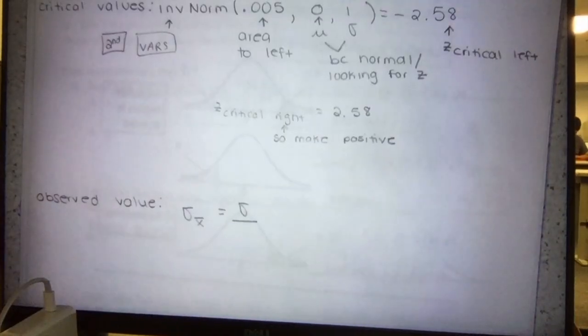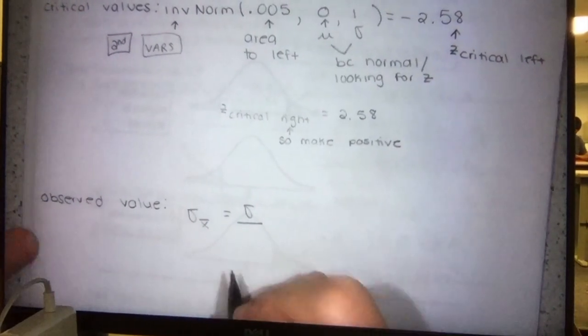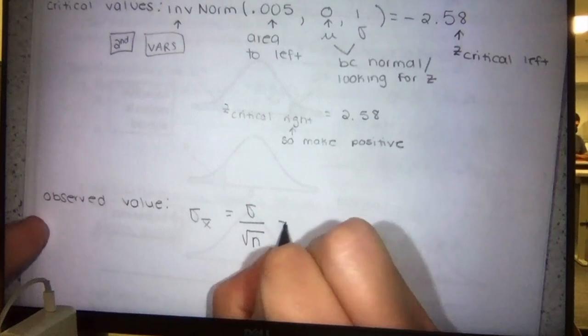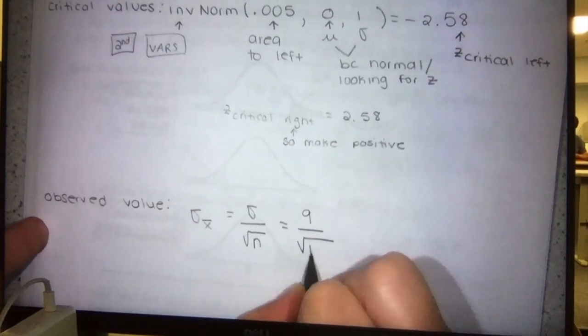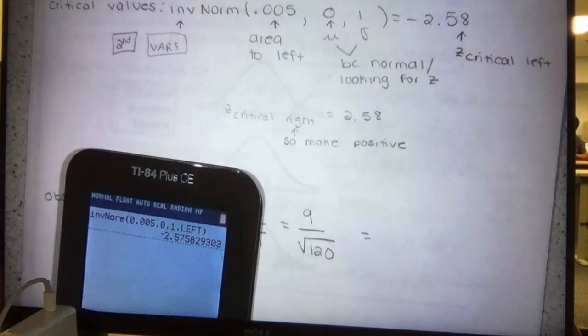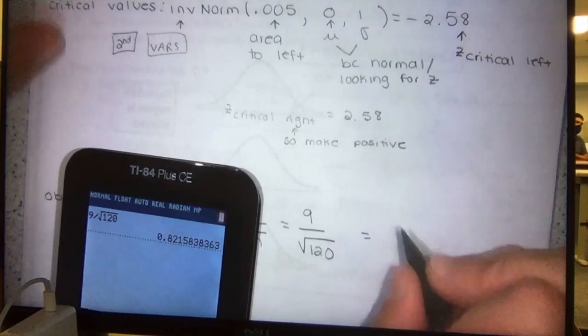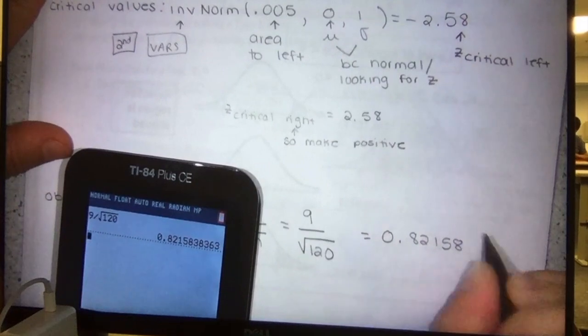All right, so now to find our observed value, you have to first find our sampling standard deviation, which is our standard deviation over the square root of n. Our standard deviation, they told us, was 9 over the square root of 120. 9 divided by the square root of 120 is 0.8215838, which is going to round up to 4.